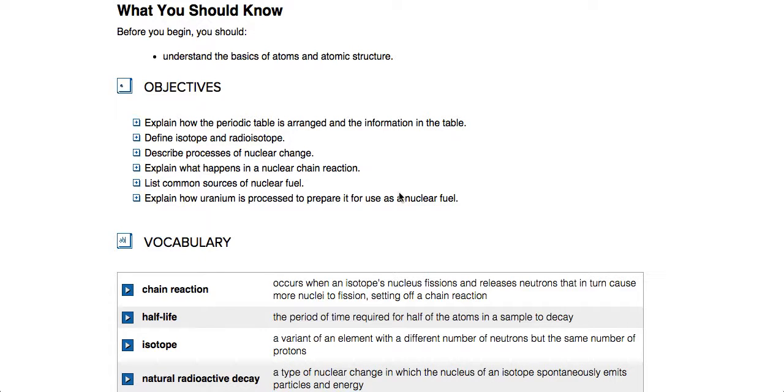So the lesson itself and how it relates to the project really wants you to focus on being able to explain how the periodic table is arranged and the information that you can find on it, because it's going to be helpful for you in terms of talking about different ions. Being able to define isotope and radioisotope as it relates to nuclear energy. Can you describe the process of nuclear change? Can you explain what happens in reference to a nuclear chain reaction? Talk a little bit about some common sources of nuclear fuel, and then, of course, explain how uranium is processed to prepare it for use as nuclear fuel.